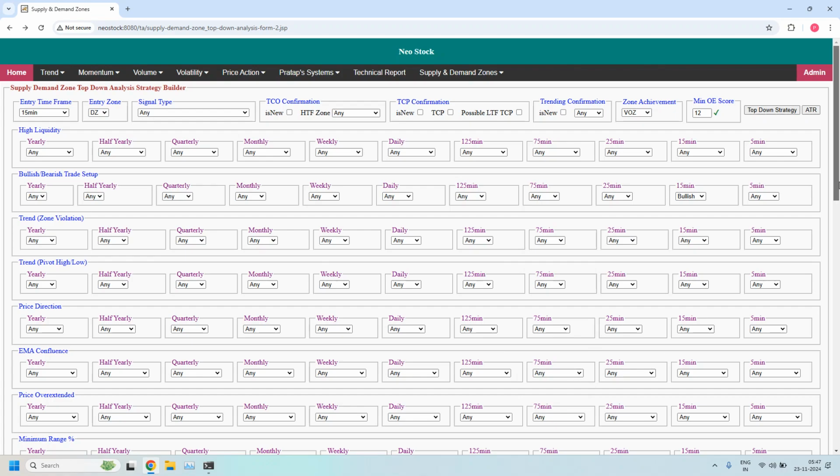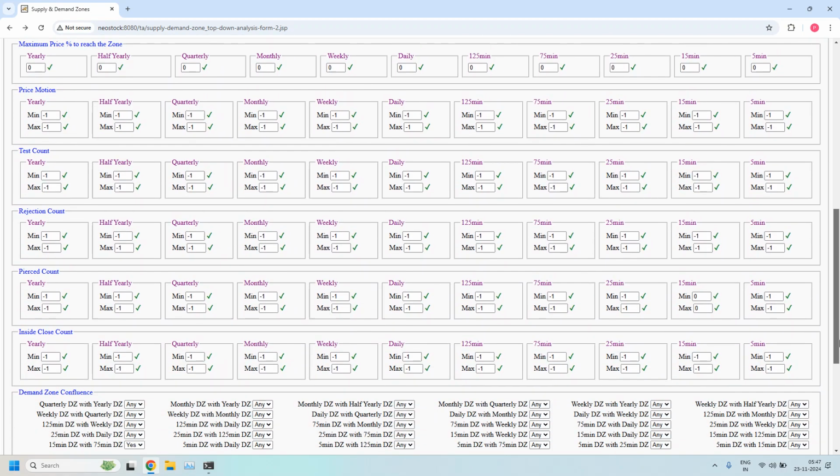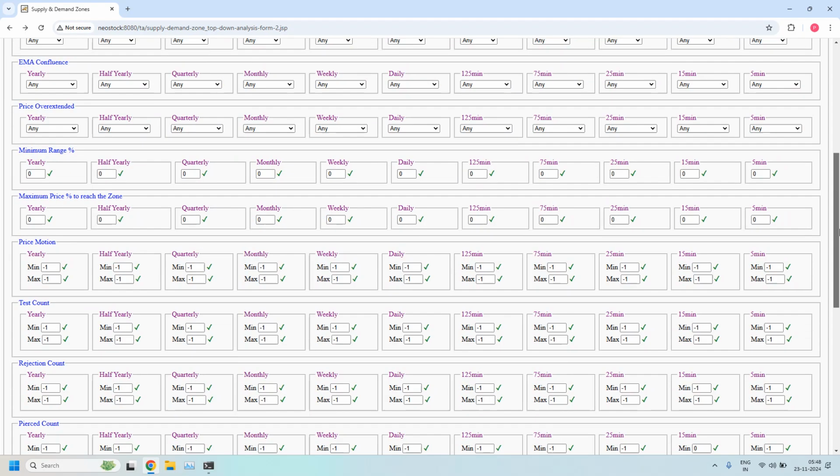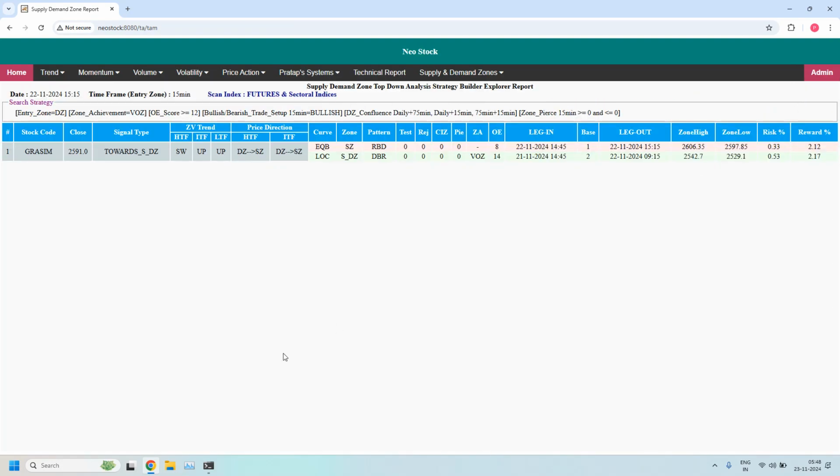Remove the EMA filter. In the demand zone confluence, the first filter is already enabled, that is 15 with 75 minutes zone confluence. Next, second filter: 15 minutes demand zone with daily demand zone confluence. Third filter: 75 minutes demand zone with daily demand zone confluence. All 3 filters are enabled. With that, we got only 1 stock.